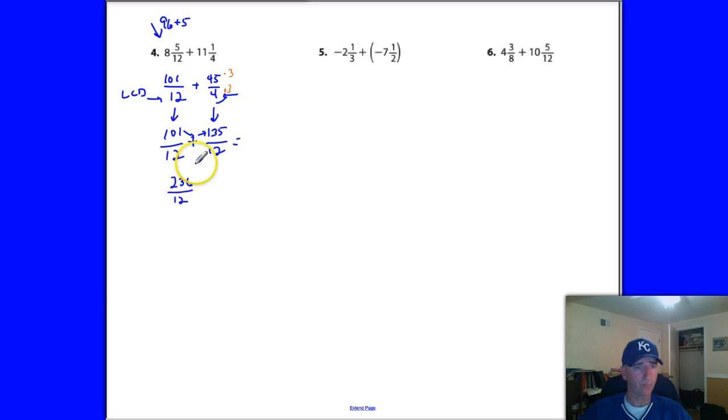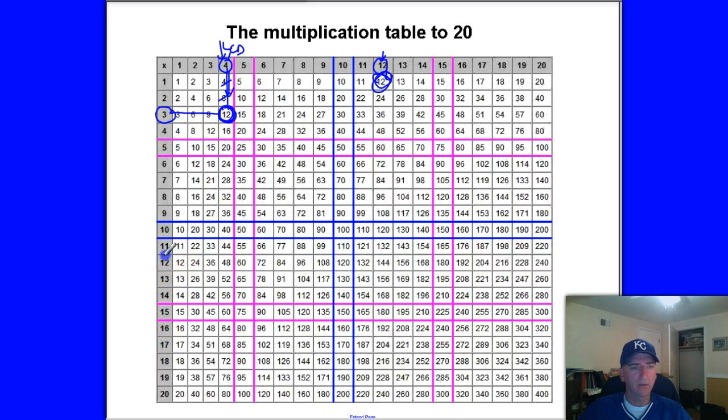Now, we want to change this back to mixed. So we want to know how many 12s go into 236. All right, guess what? We can do that right here. If I go down to 12, so here's what we're doing. I think it was 236 12ths. I'll do it here, but you're doing it on your paper. I'm trying to figure out how many 12s will fit into 236. So I'm going to go across here until I hit the 236 without passing over.